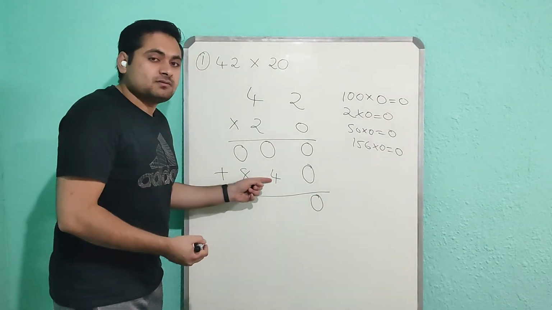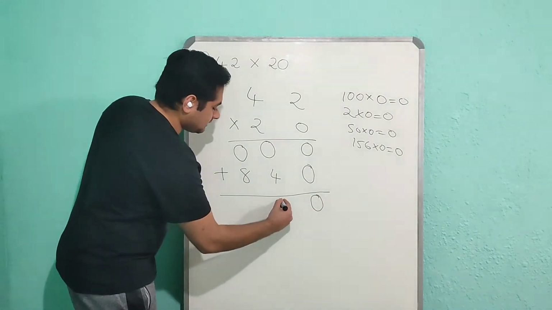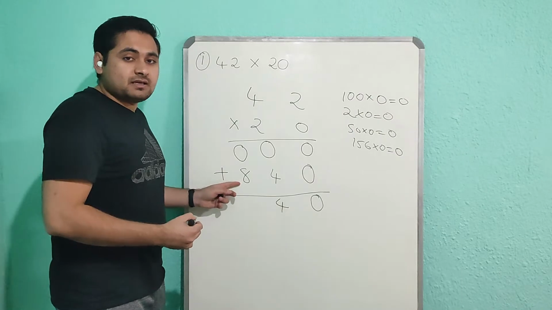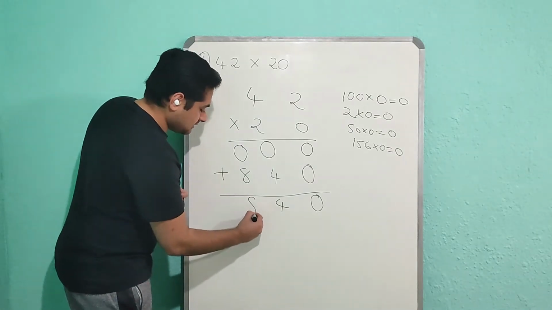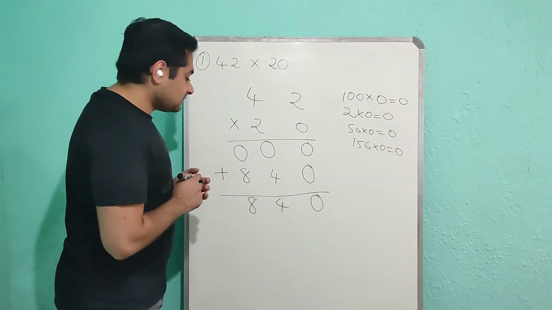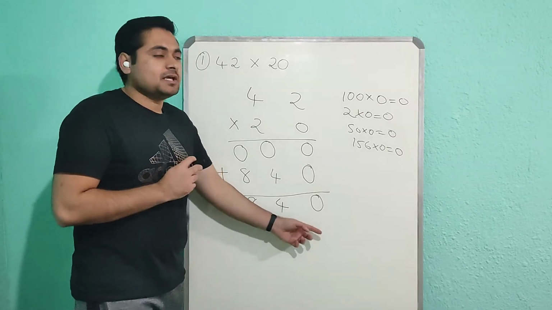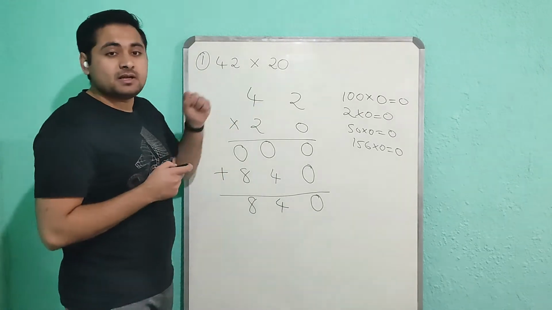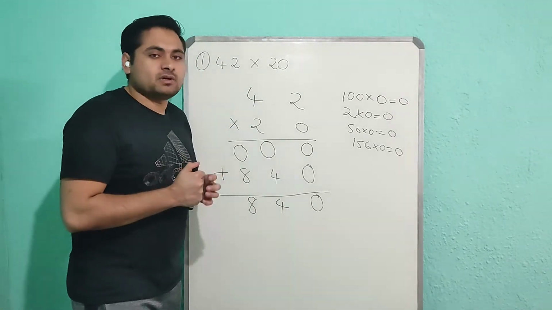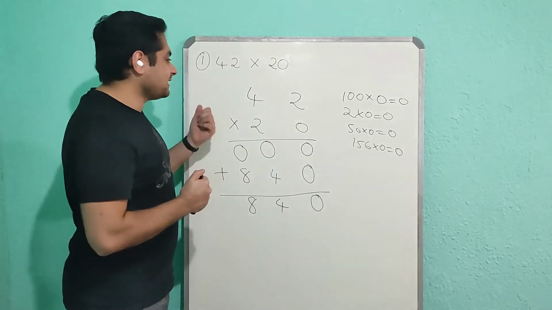Now what is 0 plus 4? That's 4, correct? And what is 0 plus 8? That's 8. So therefore, the final answer is 840. So when you multiply 42 times 20, your final answer is 840. So what did you learn in this example?